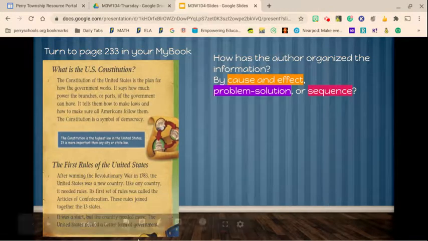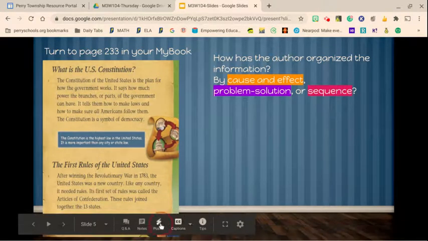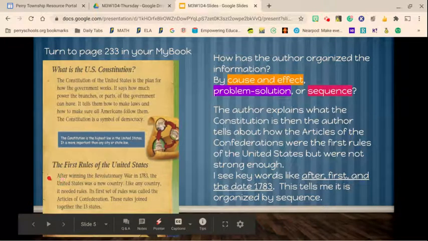And one of the transition words that I notice is up here, after winning the Revolutionary War. So right here, it's talking about after. I also know that they're talking about the first rules of the United States. And the other thing that helps me out is knowing the date. Authors will often include dates, the years, to help organize in an order.